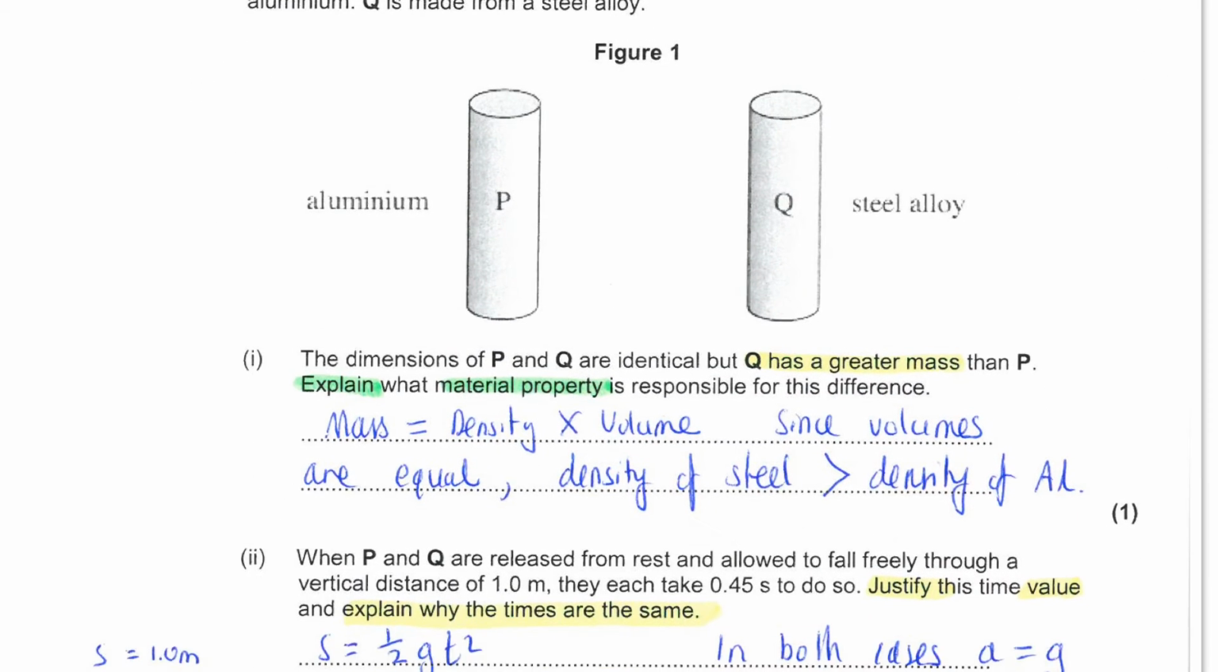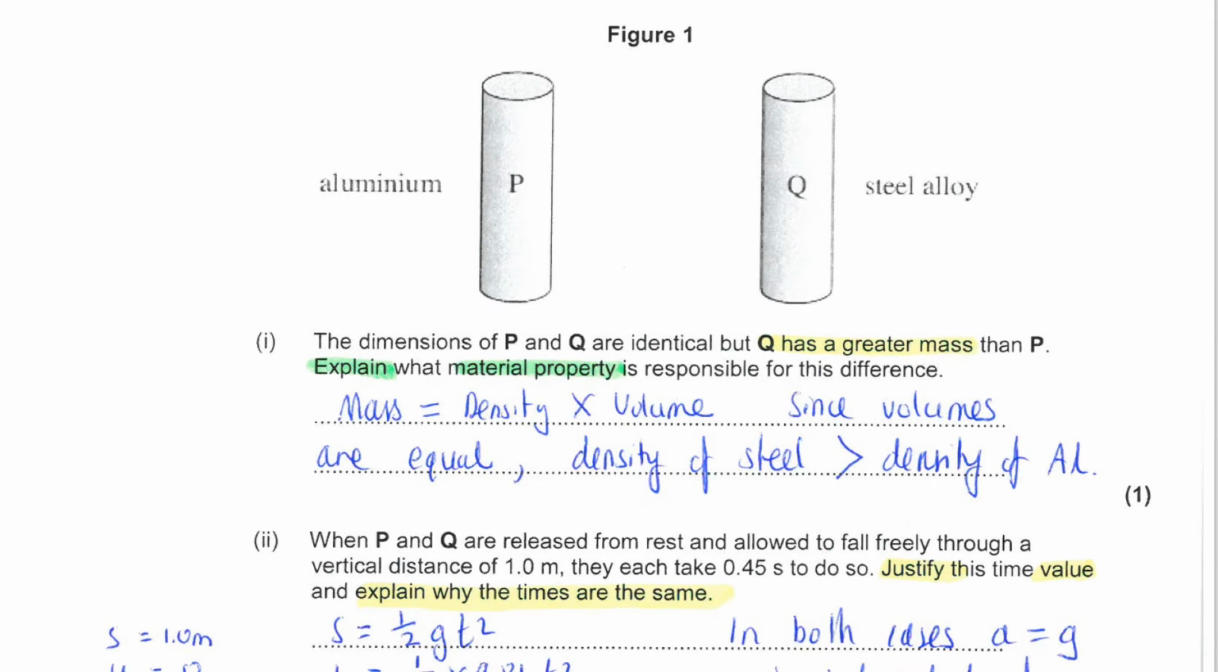Next, you're asked to consider two small solid cylinders, P and Q, made of aluminium and steel. They have identical dimensions, but Q has a greater mass than P. You are asked to explain what material property is responsible for this difference. So the key difference is the density.